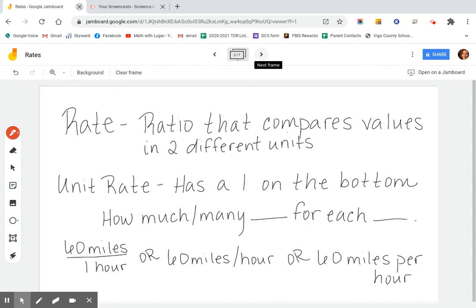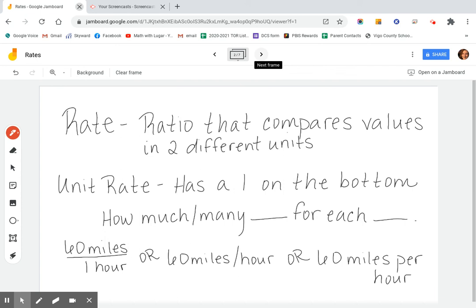Because the labels are different, it's really important that we write both labels. It's not like just a standard fraction that shows 1/4, and maybe that means one shaded part out of 4 parts total. These units are different, so we have to put them. In a unit rate, you have a 1 on the bottom. It's showing you how much or how many of the top thing for every 1 or for each of the bottom thing.